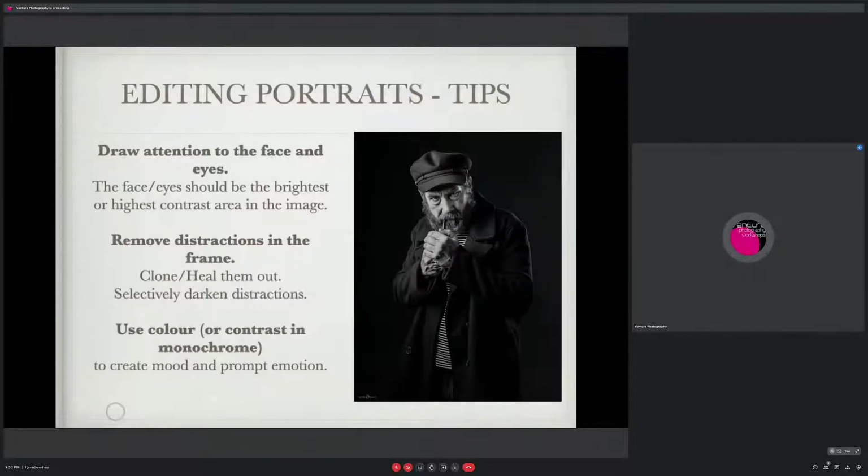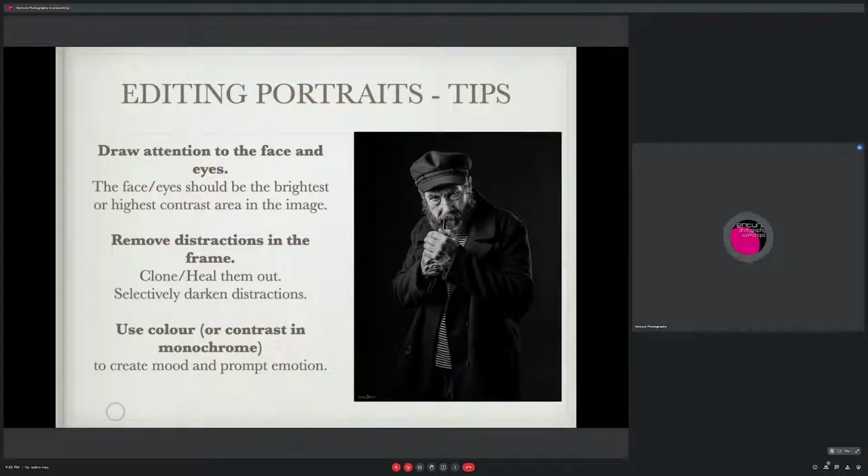And I'll finish off with the editing part of it, just to give you a few tips in terms of editing. So we talked a lot about drawing attention to eyes and faces and about removing distractions and all that. And this is where editing comes to the fore. You can use editing, your Lightroom and your Photoshop and all that, to draw attention to the faces and the eyes. Because the faces and the eyes should be the brightest part or highest contrast areas in the image. So the viewer will always be drawn to bright things.